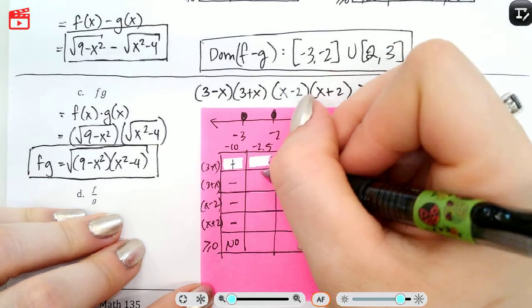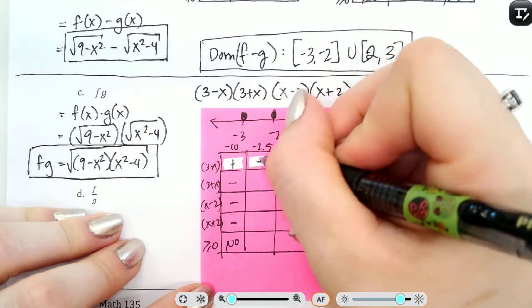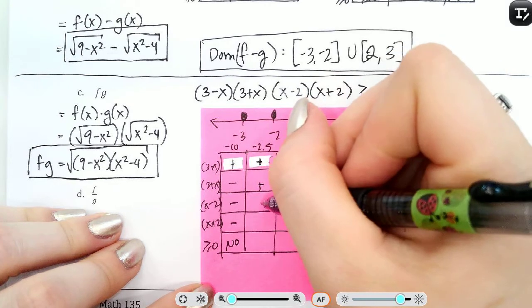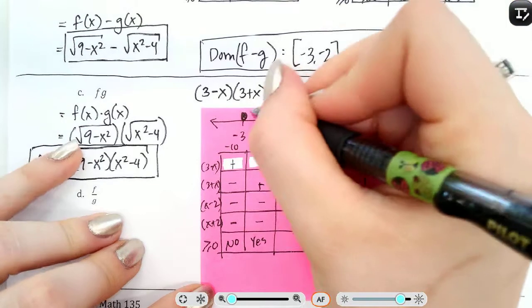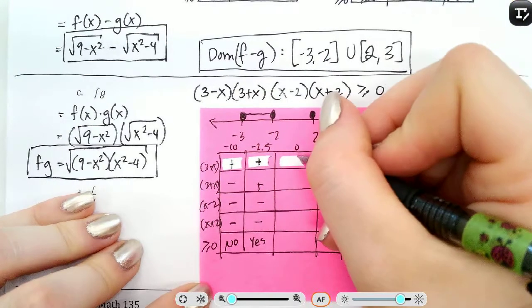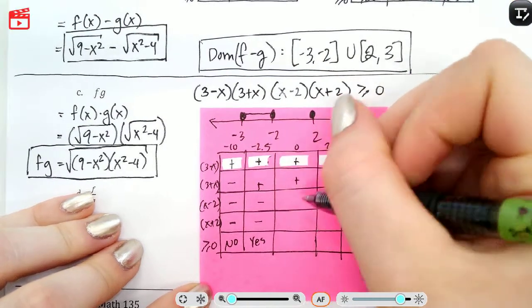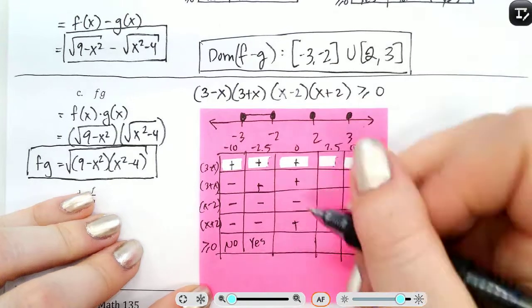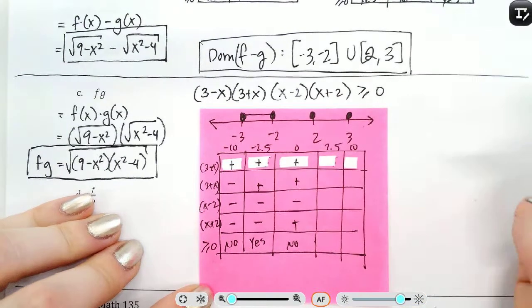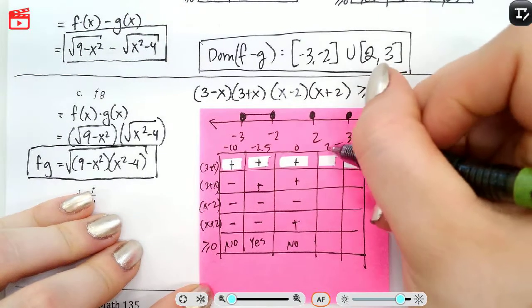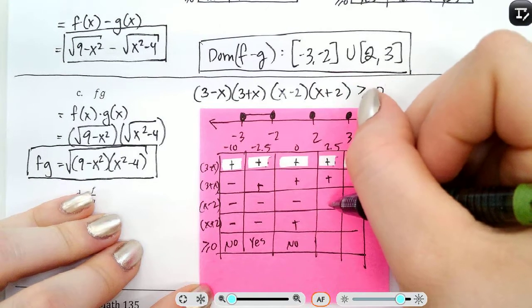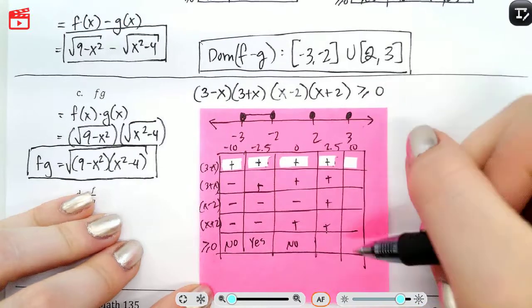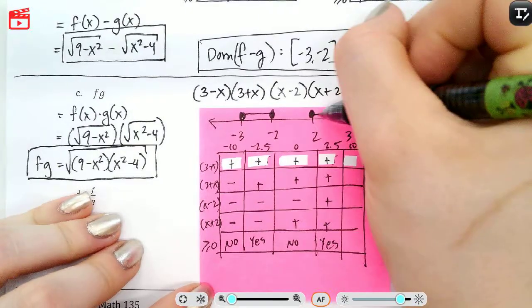This is going to be positive, positive, negative, negative. Total positive, yes. Zero, positive, positive, negative, positive. Nope, it's not going to be greater than or equal to 0. 2.5, that's going to be positive, positive, positive, positive. Yep, greater than or equal to 0.